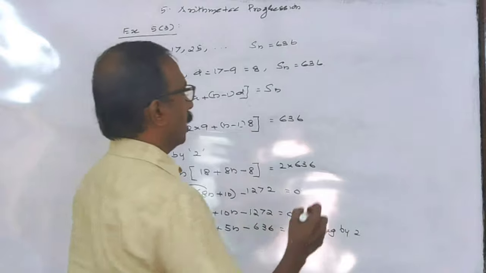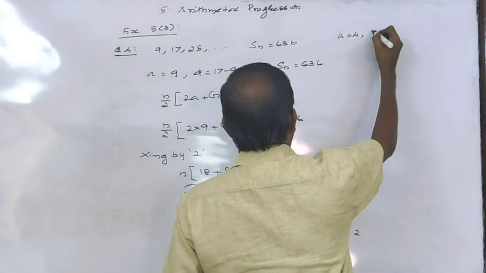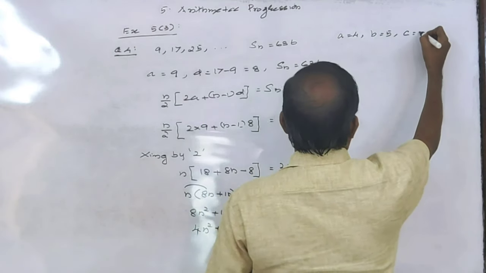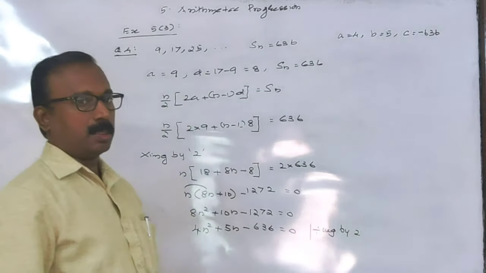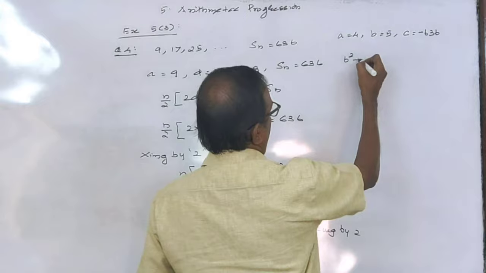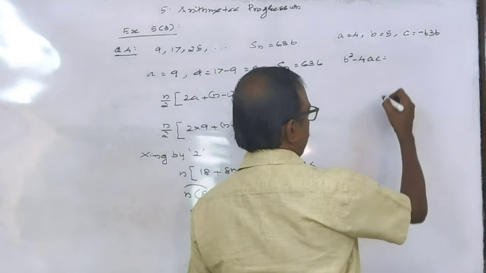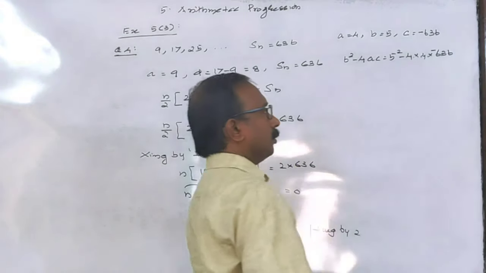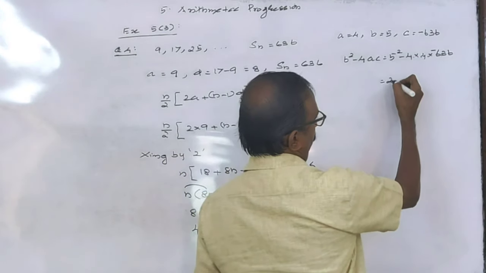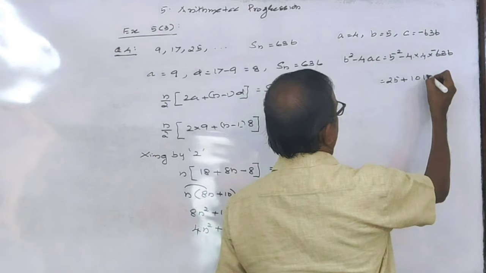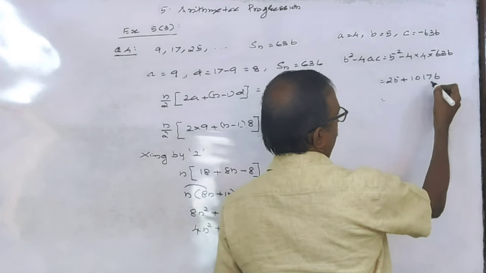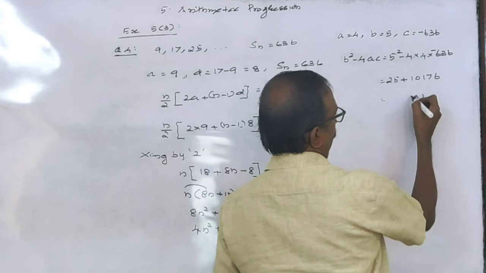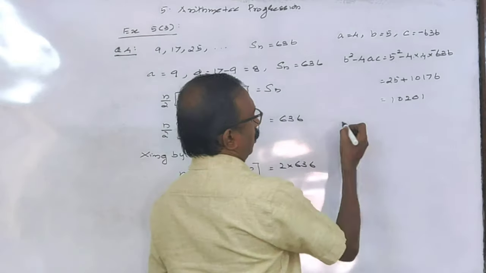So here a is equal to 4, b is equal to the coefficient of n, which is 5, c is equal to the constant, which is minus 6 power 6, isn't it? Now find b square minus 4ac. b square is 5 square, minus 4 into 4 into minus 6 power 6, that is 25 plus 1, 0, 7, 6. That is 10, 2, 0, 1.